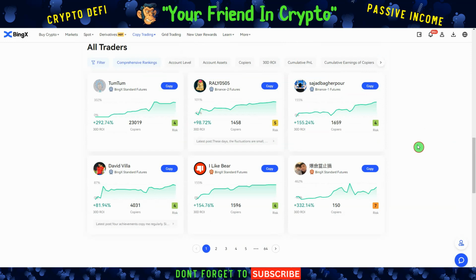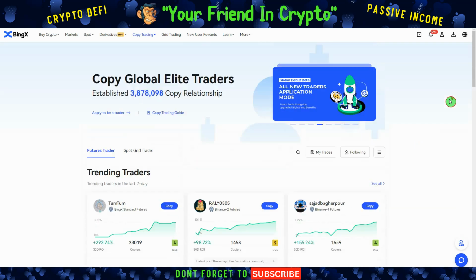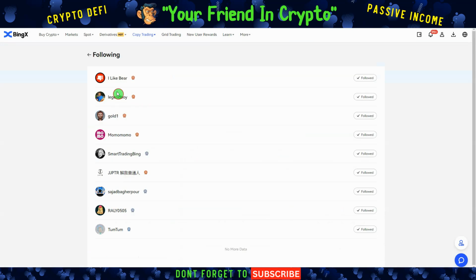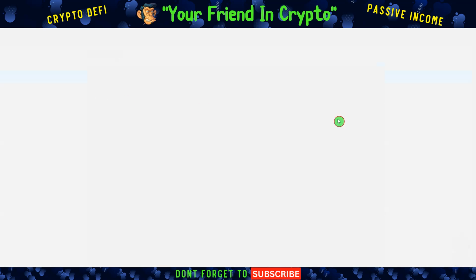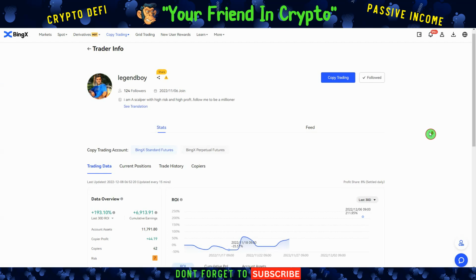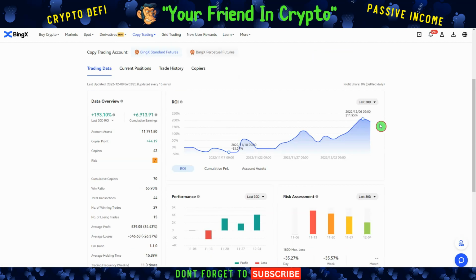Now, something I want to show you. You want to look at each one of these, and you want to find somebody whose graph goes kind of up and to the right. But there are some other things you want to look at. Let's look at the difference between old Legend Boy here. He's kind of up and to the right in the end, but he's got some losses too.